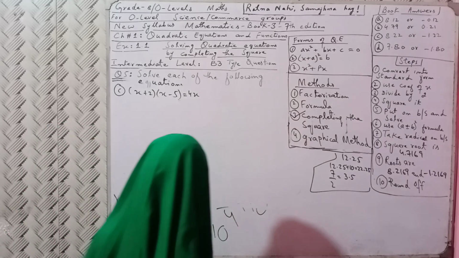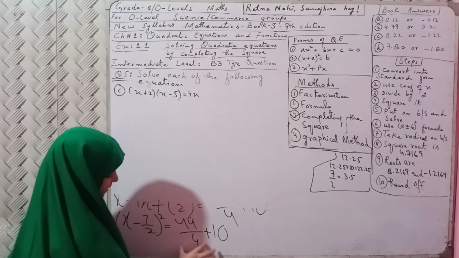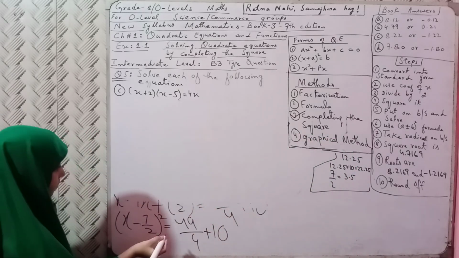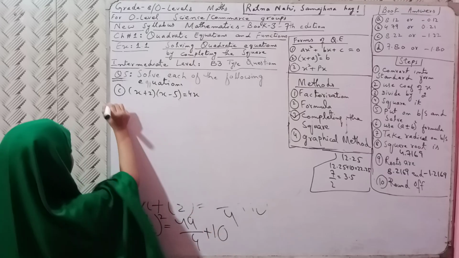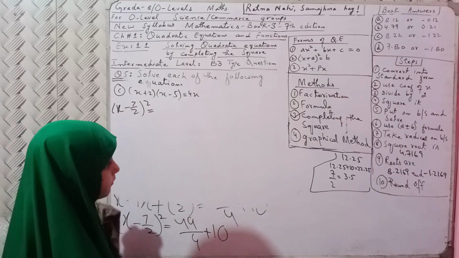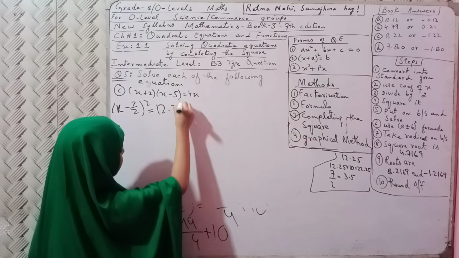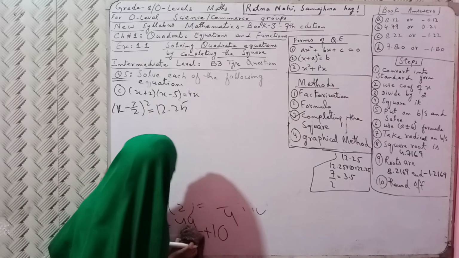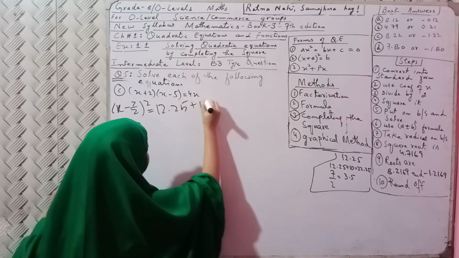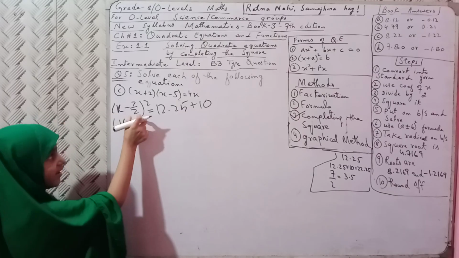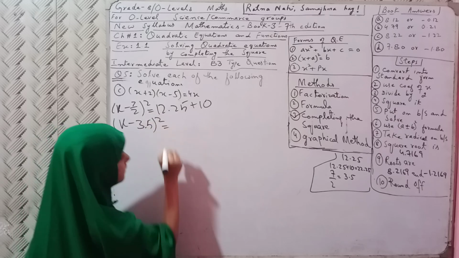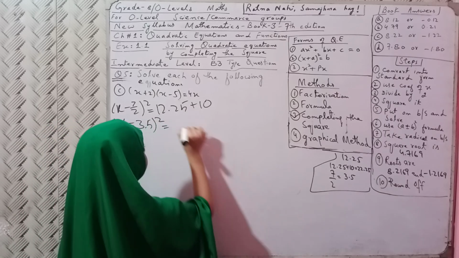Now we are to divide. We are dividing 49 upon 4. First of all, we can write this (7 upon 2) whole square is equal to 12.25. So plus 10. Now we will do the plus 10. So the answer will come: x minus 7 upon 2, that is 3.5, whole square is equal to 22.25.